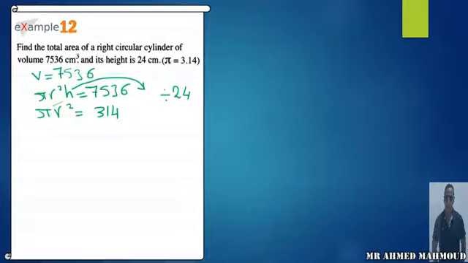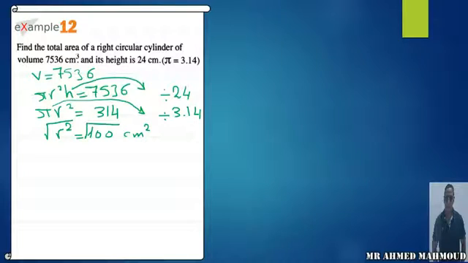Now I'm going to send the pi to the other side, divided by 3.14, then r to the power of 2 equals 100 centimeters squared. By taking the square root of both sides, then r equals 10 centimeters. Now I found r. Okay, now I need to find the total area.